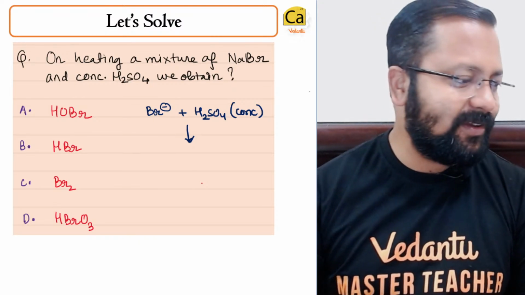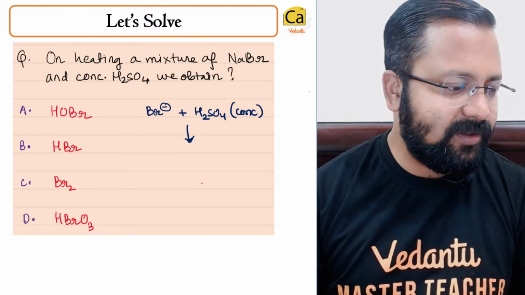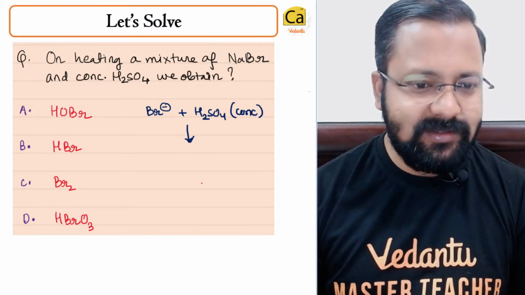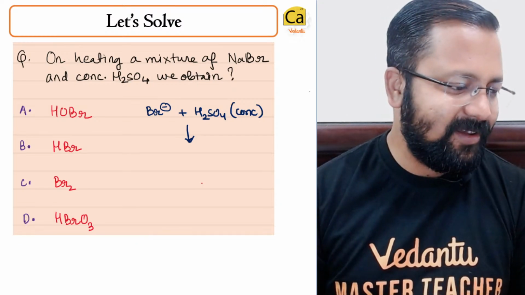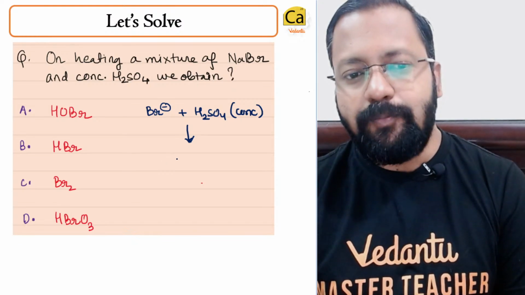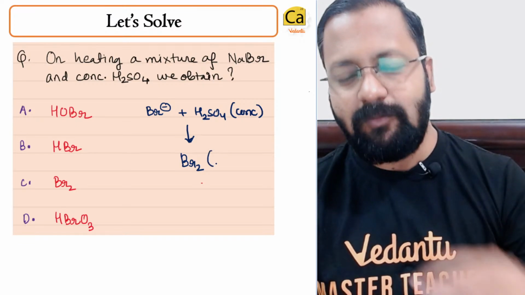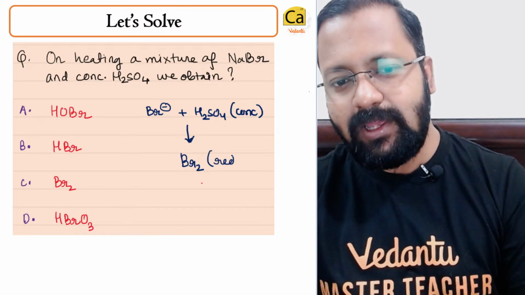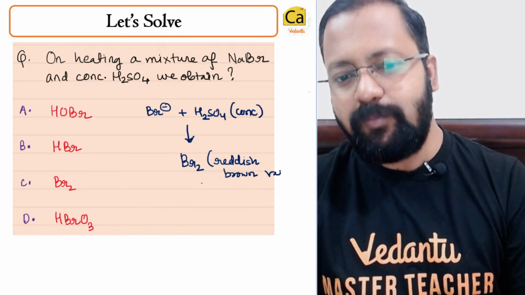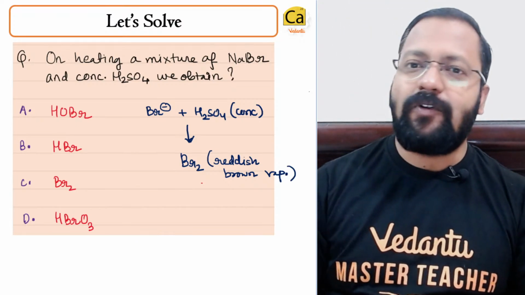क्या मिलना चाहिए हमें? What should we obtain? Some people are answering. Okay. The right answer is bromine. We obtain bromine gas in the form of reddish brown vapors.